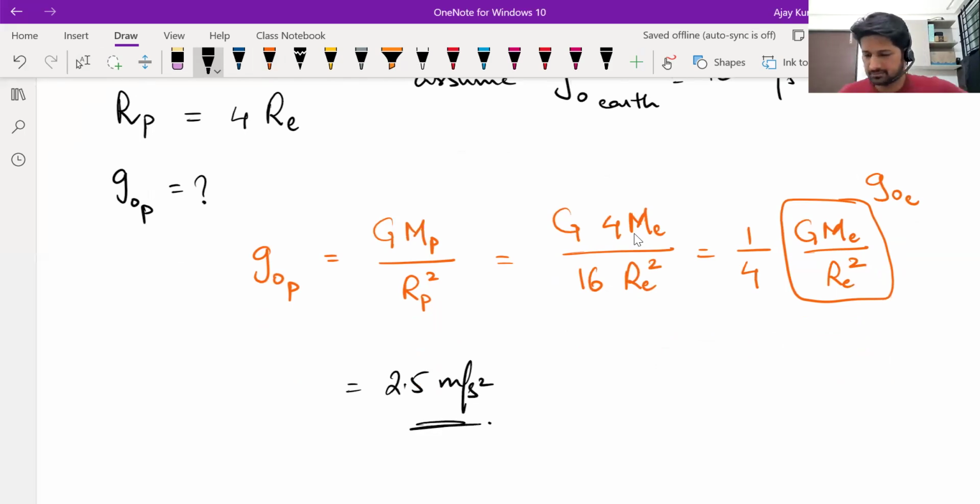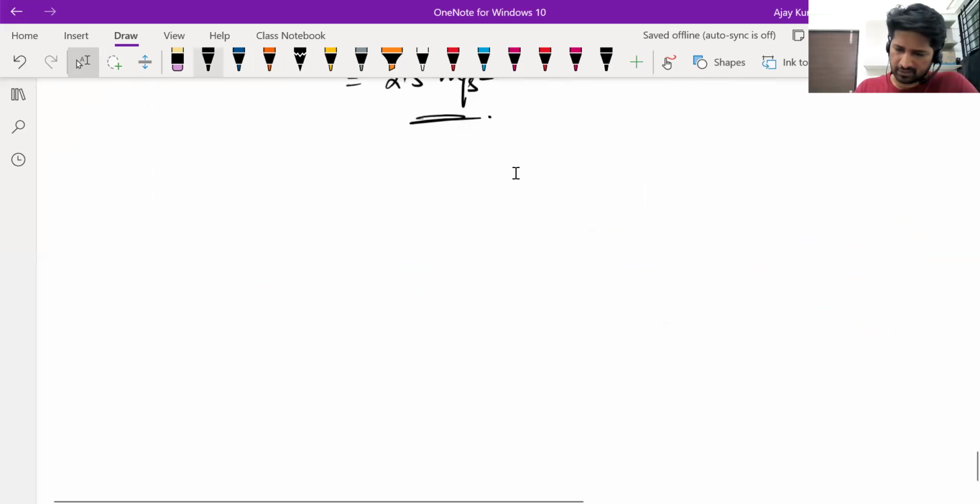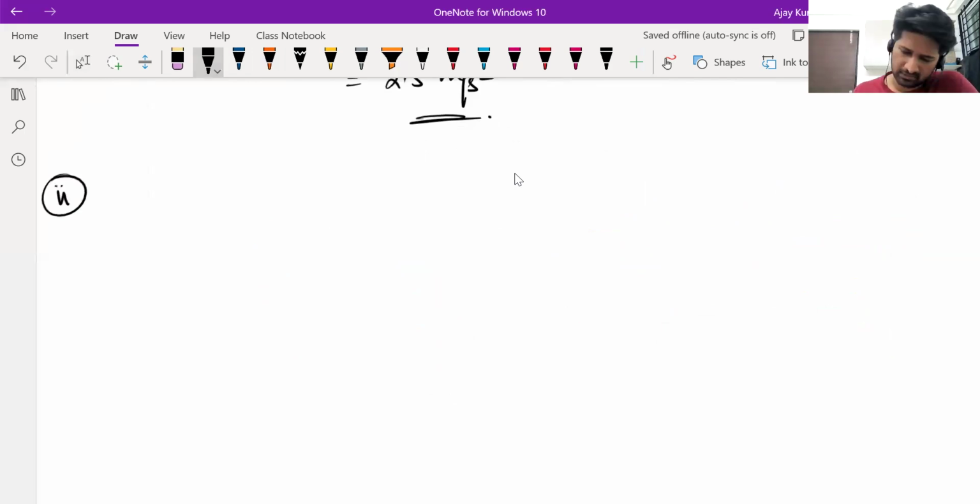Simple. Any doubts in this? Okay. Let's try a slightly different question. And questions like this are quite common in your final exams.